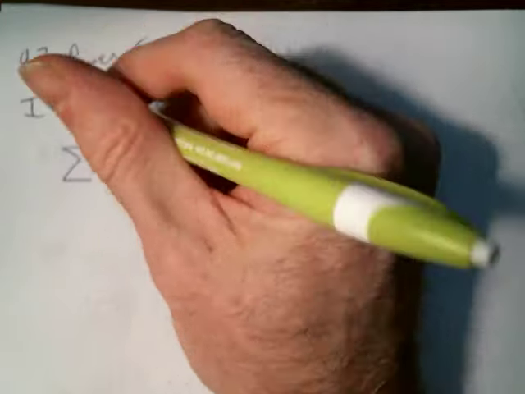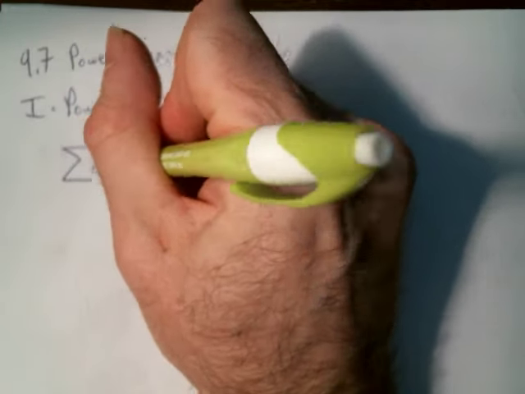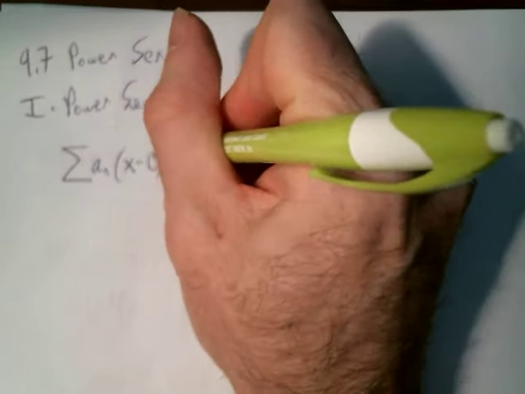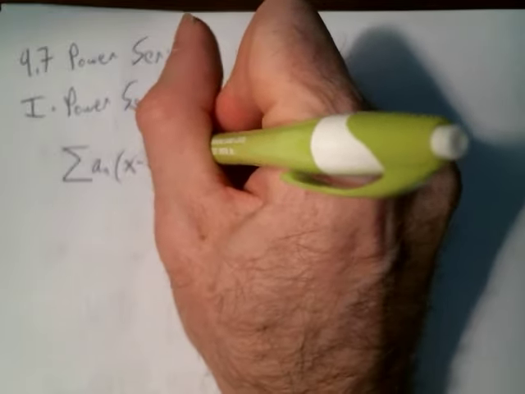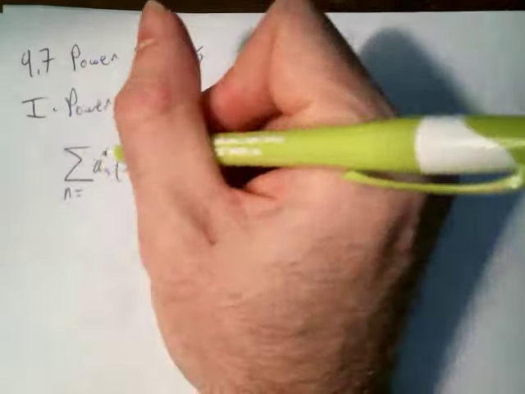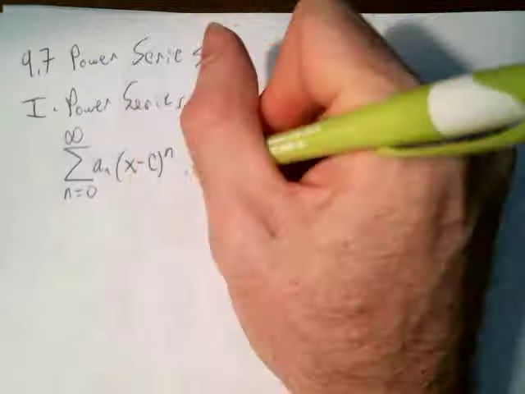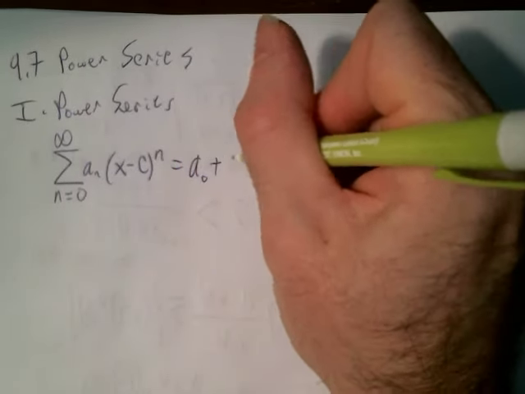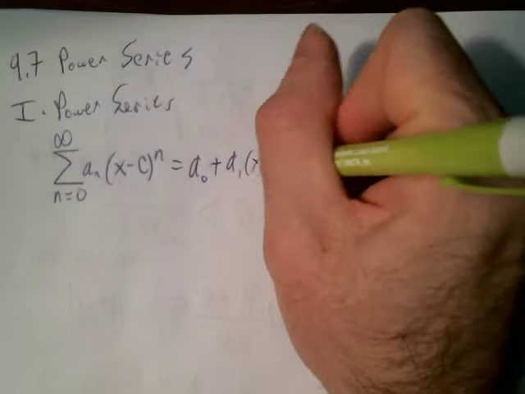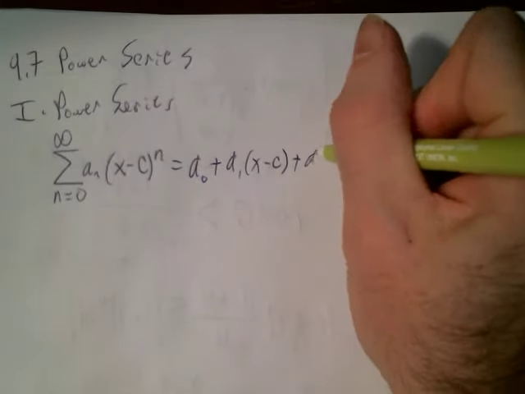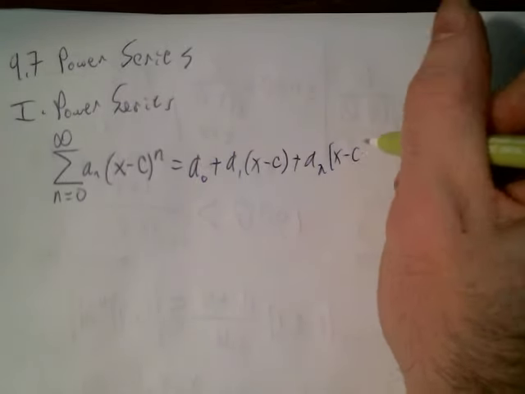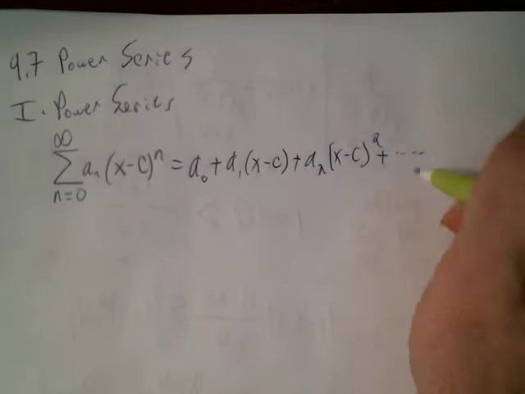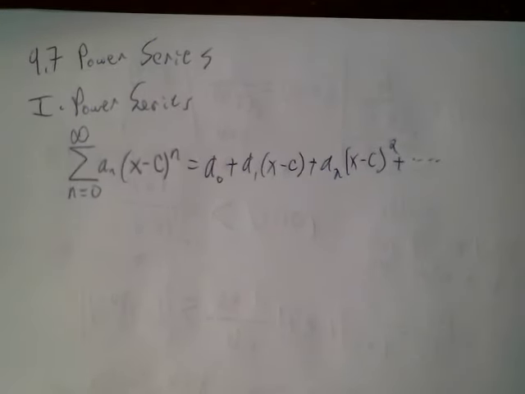They look like the following: the sum, they'll have some coefficients, and then it will be centered around some point C, and going from 0 to infinity. And then, of course, it'll be something like a sub 0 plus a sub 1 times x minus c to the first plus a sub 2 times x minus c squared plus and so on.